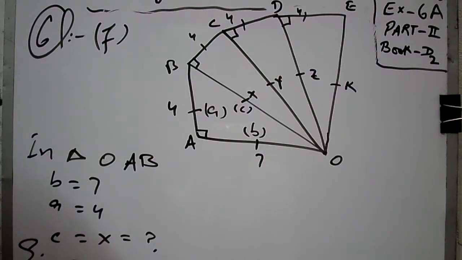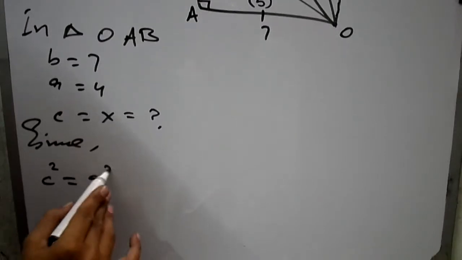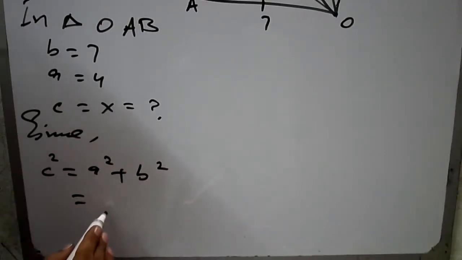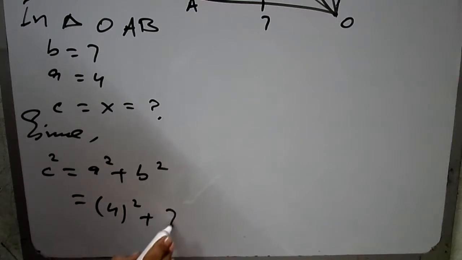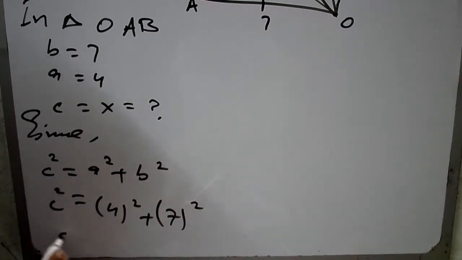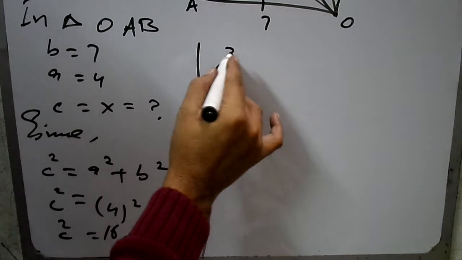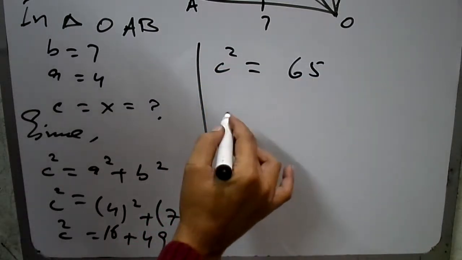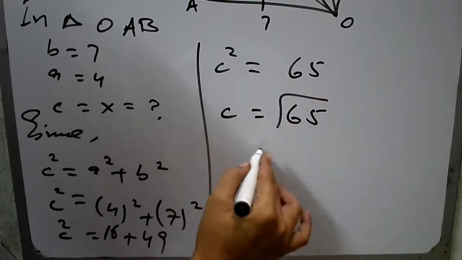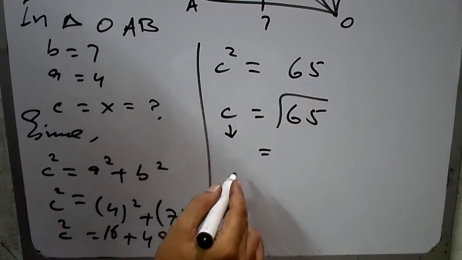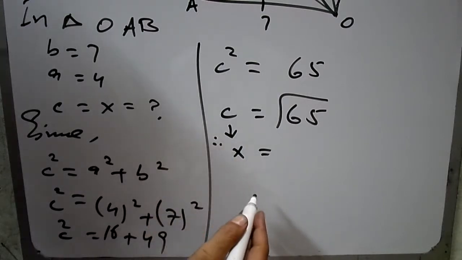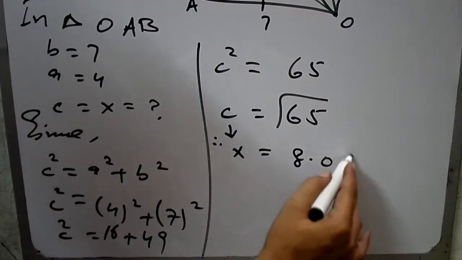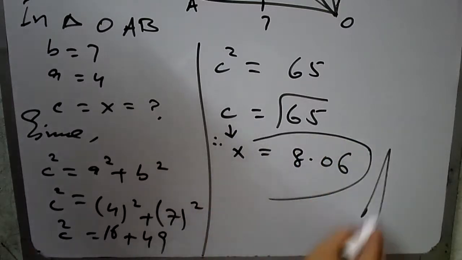Since we have a formula that is C square is equal to A square plus B square, putting the values, that is 4 square plus 7 square, so C square is equal to 4 4s are 16, 7 7s are 49. So C square is equal to 65, but you need C, 65 under root. Actually C is representing X, therefore the value of X is 8.06. So that is your result.